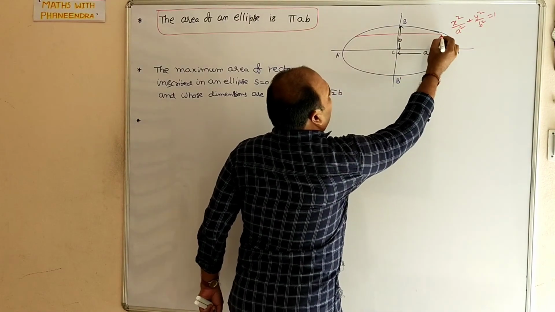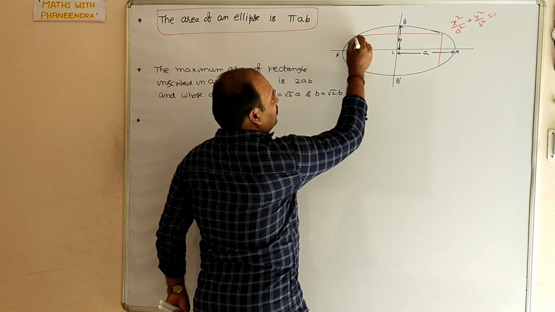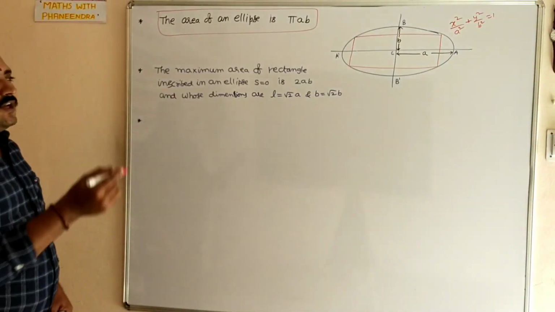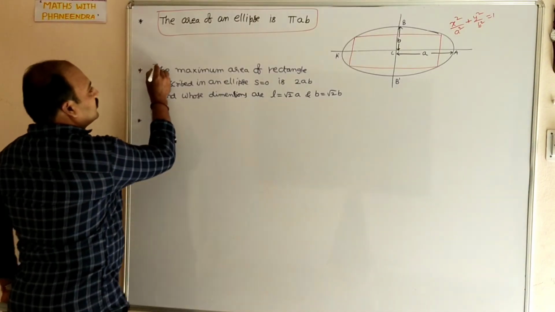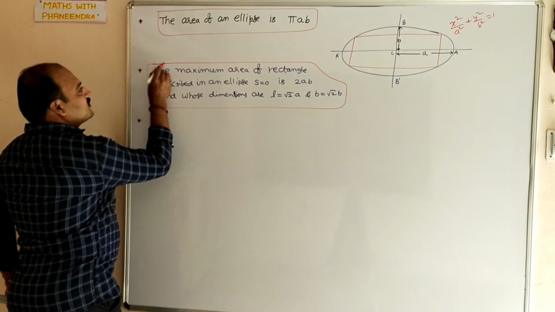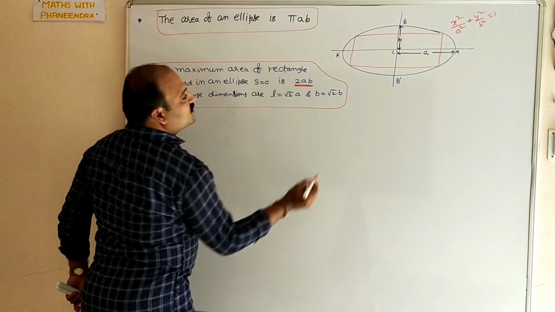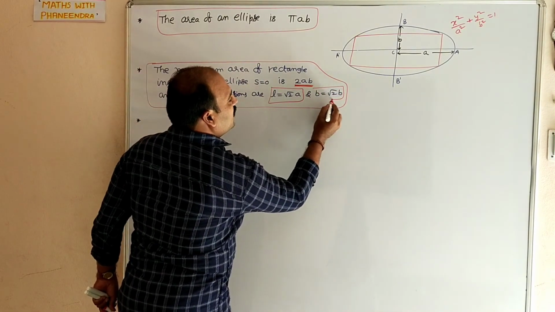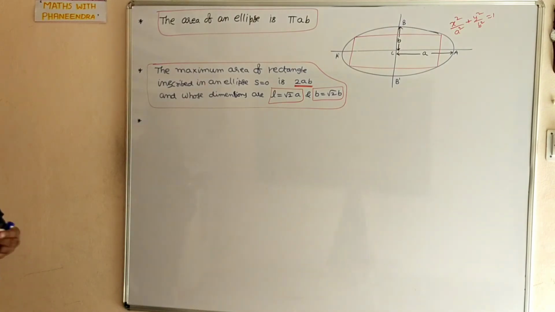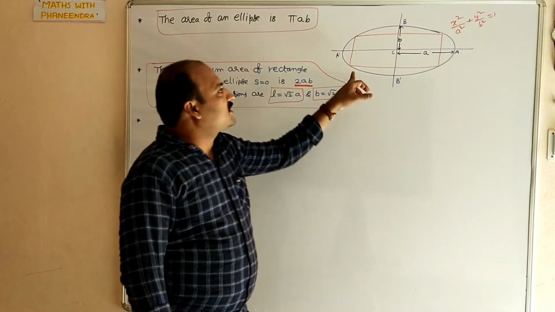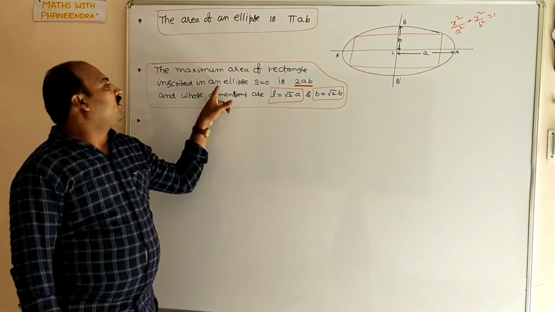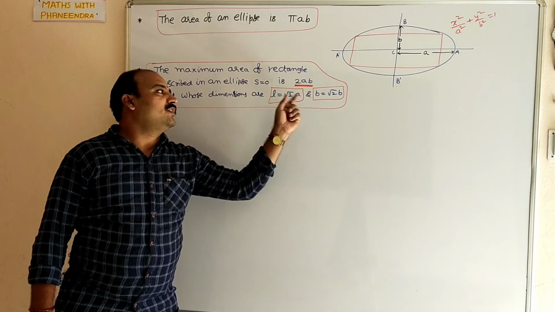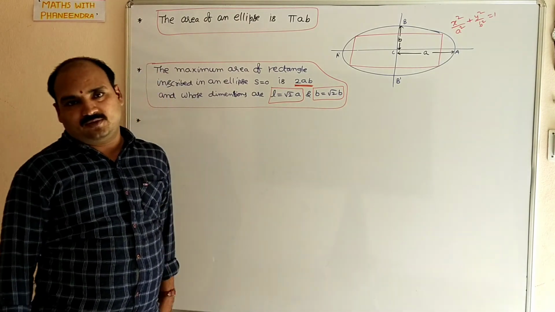The maximum area of a rectangle inscribed, this is the rectangle inscribed in the ellipse. Here two important points are there: one is the maximum area is 2ab, and whose dimensions, that means length and breadth, are root 2 a and root 2 b.